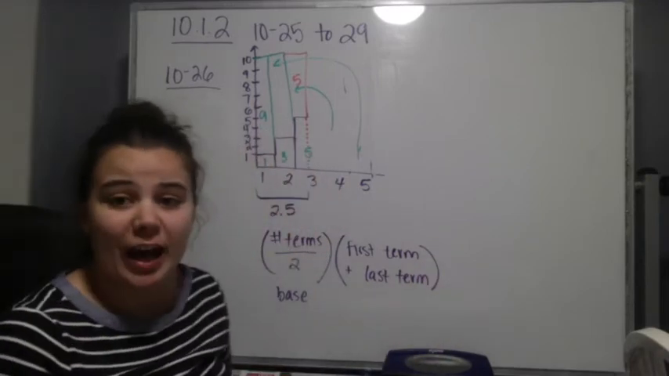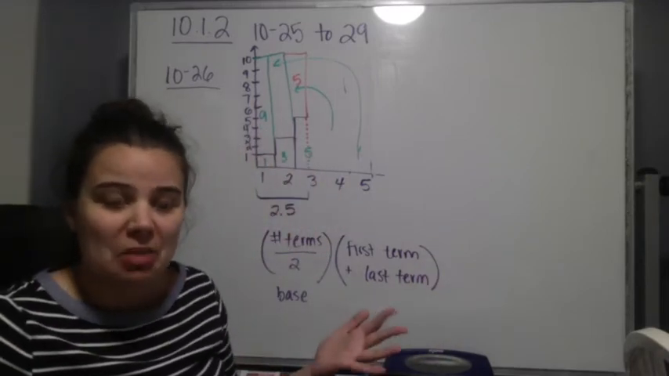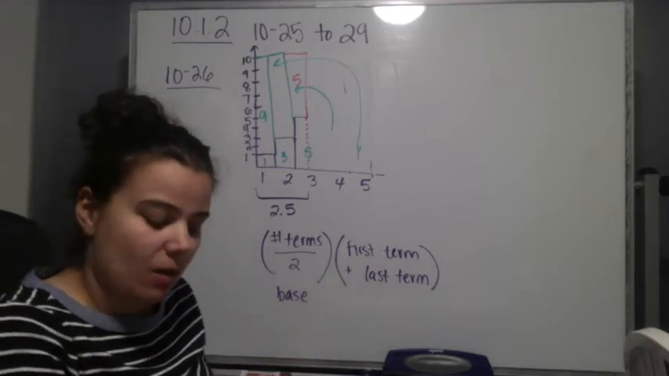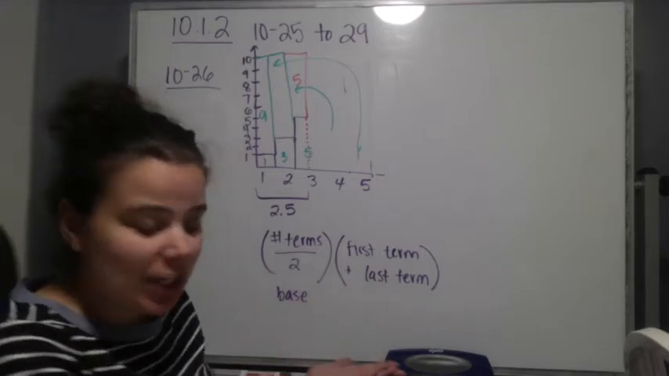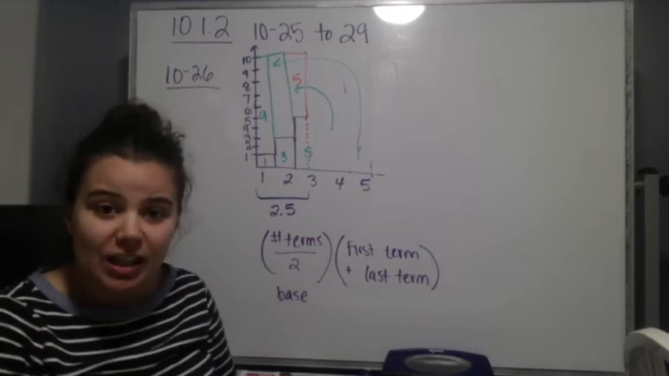And that can be said for any arithmetic sequence, as long as it grows by a consistent amount. So however you want to word that in your explanation for 10-27, that is up to you.